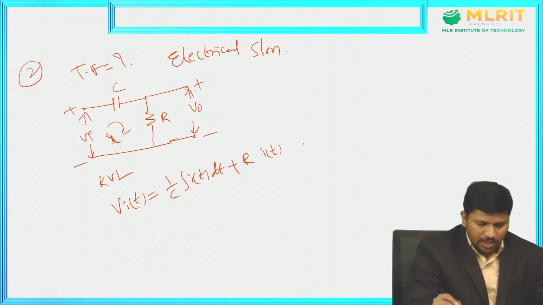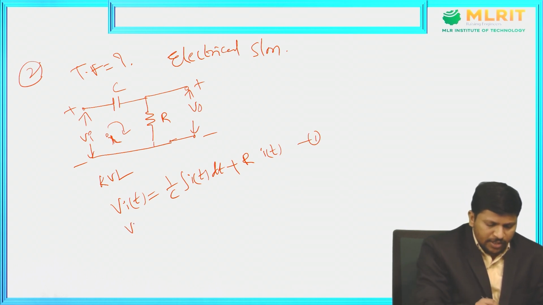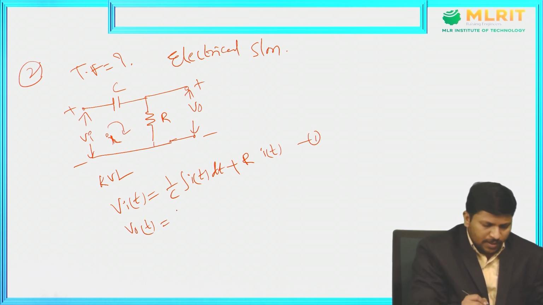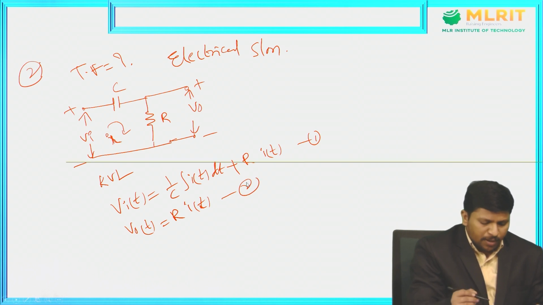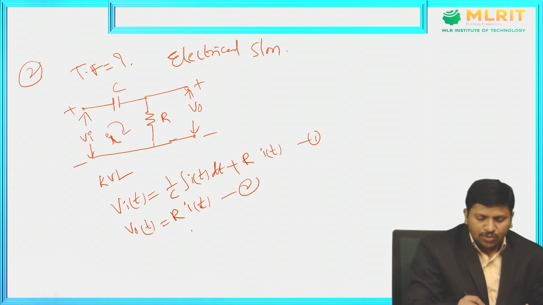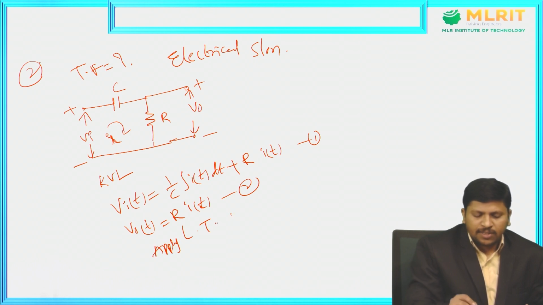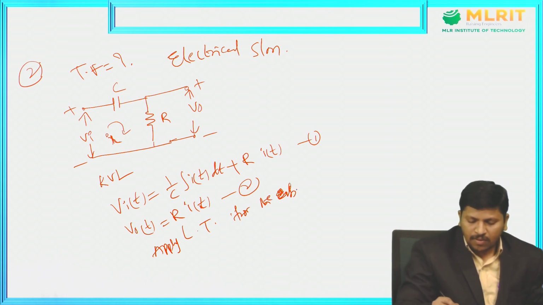This is one equation. From that, the second equation: V output of t equals V naught of t equals the voltage across the resistor, which is R into I of t. This is the second equation. Apply the Laplace transform to the above equations 1 and 2.